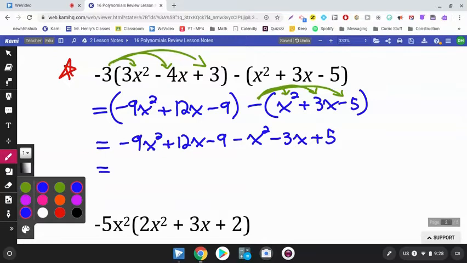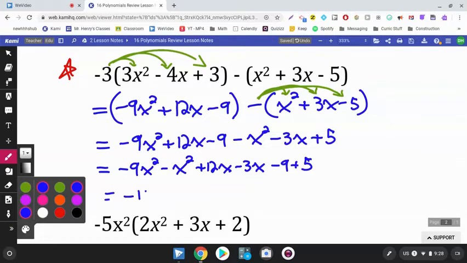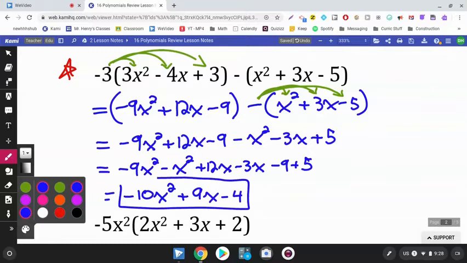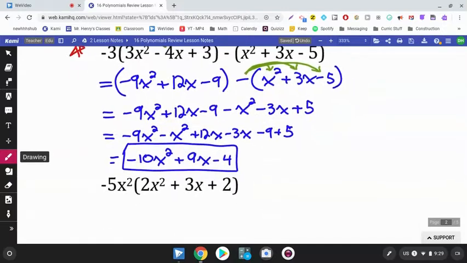Okay, gather my like terms now. Minus 9x squared minus an x squared, great. Now your x's, plus 12x minus 3x, great. And constants, minus 9 plus 5. And I can combine those for my final answer. Negative 10x squared plus 9x minus 4. Fantastic. So again, a little bit of multiplication and now even a little bit of subtraction. So there you go. Okay, let's move on to another one.